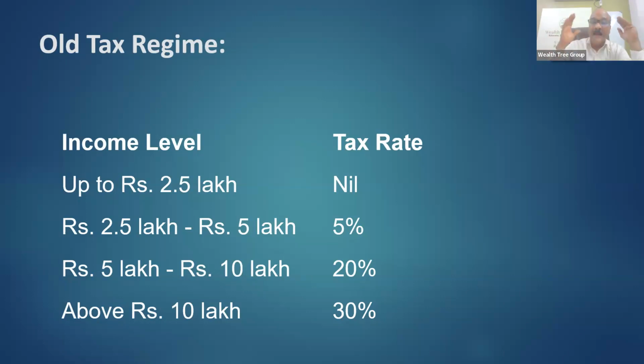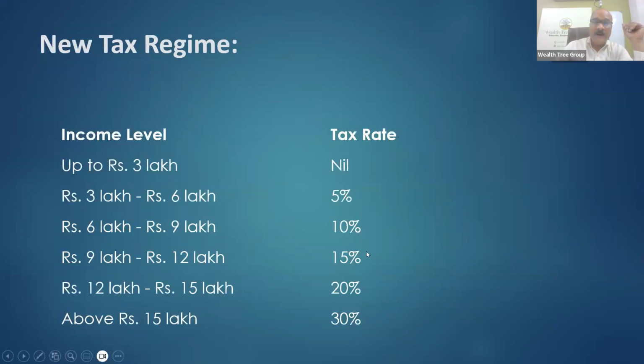In the old regime, up to 2.5 lakhs is nil, and up to 5 lakhs exemption is there because of the rebate. And then 2.5 to 5 lakhs is 5%, and then 5 to 10 lakhs it is 20%, and above 10 lakhs is 30%. Okay. Then what is the new regime?